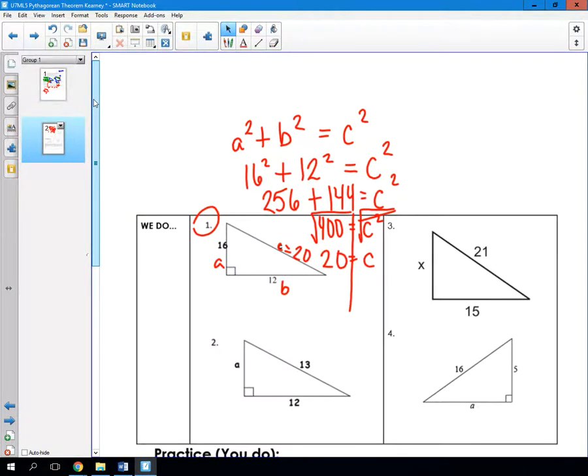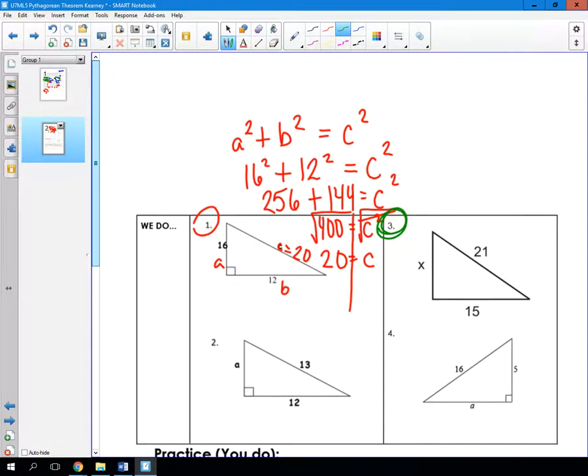Okay, and how could you check that? How could you check to see if you were right? We could plug in that 20, and so we could say what's 16 squared, which is 256, plus 12 squared, which is 144, and that should give me 20 times 20, which is 400. Okay? I'm going to do one more with you. Okay, I'm going to come over here and I'm going to do number 3.